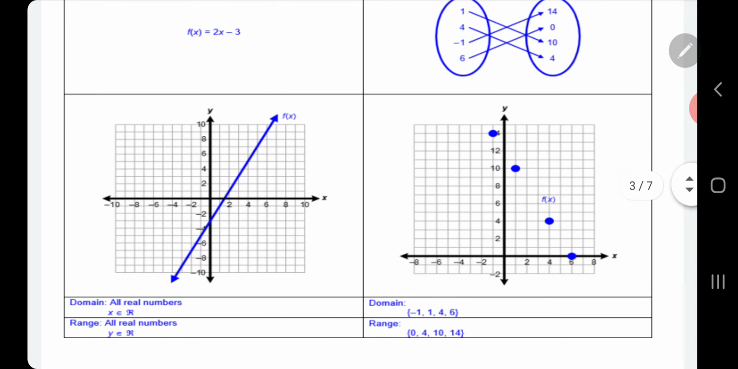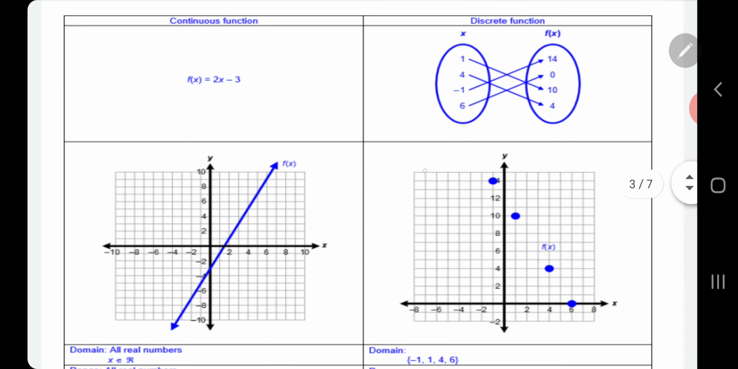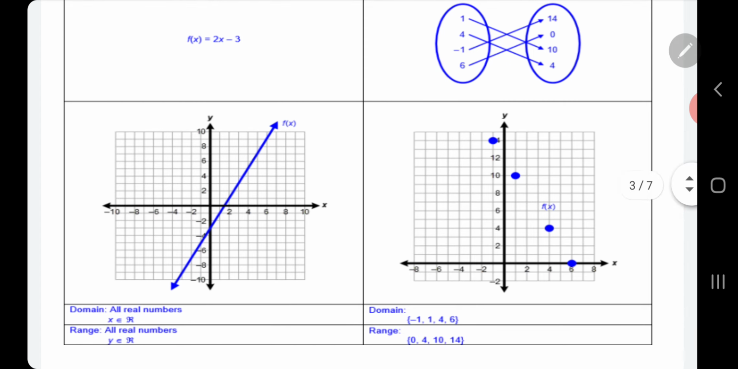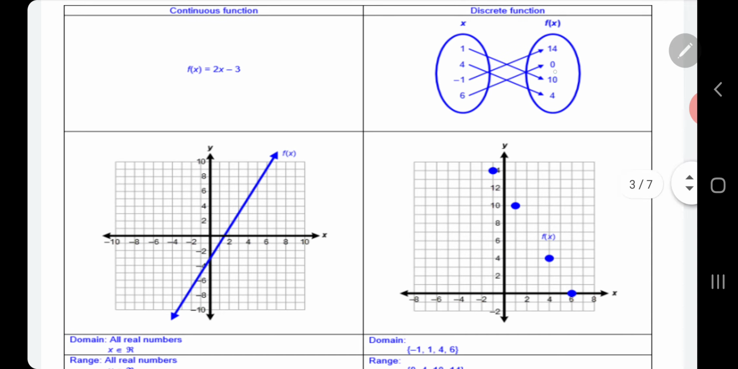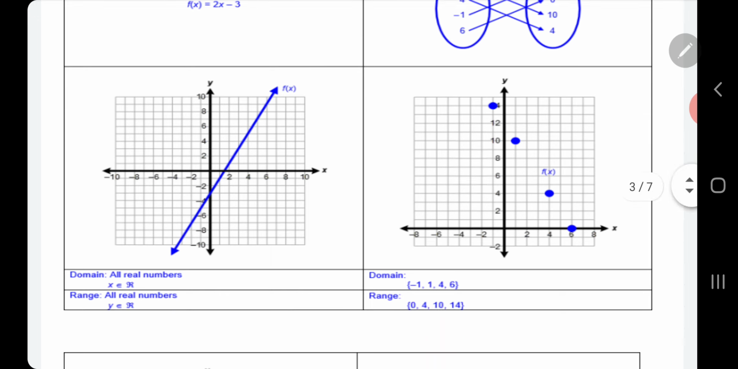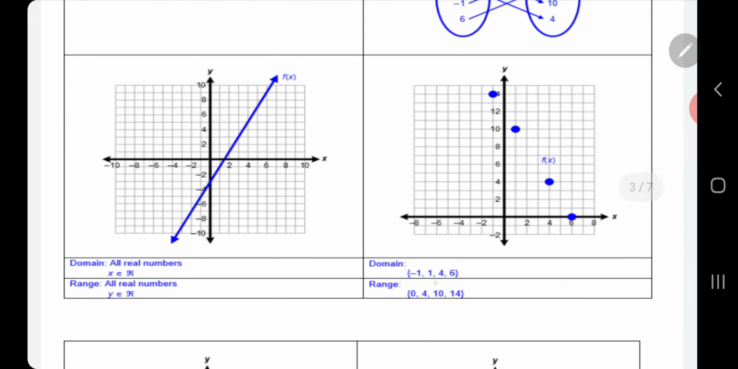On this discrete function, the domain we can clearly see is, well, here are our x values, so we got -1, 1, 4, and 6, and we do typically write it in least to greatest order. So -1, 1, 4, and 6. Our range we can clearly see right here as 0, 4, 10, and 14. So 0, 4, 10, and 14.